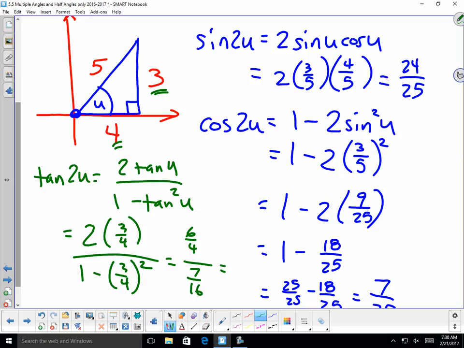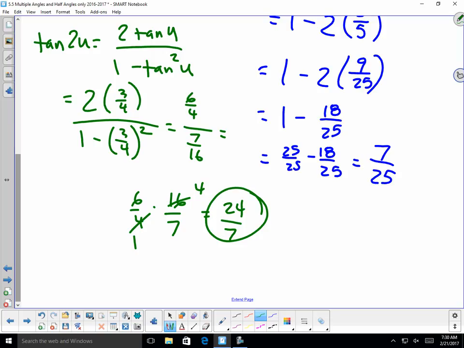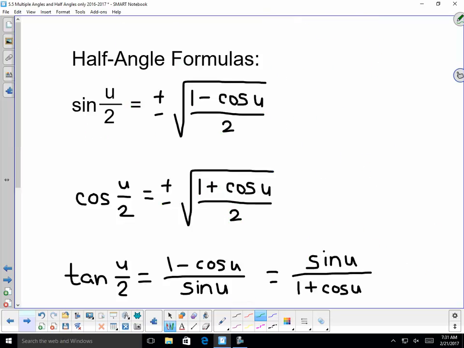And so we end up getting, I add this in here, 6/4 times 16 over 7. And it looks like I'm getting 24 over 7 as the tangent 2u. But you could have also done sine of 2u divided by cosine of 2u. And I think you would still end up getting 24 over 7. You can check that if you'd like. All right, let's take a look at the next one.